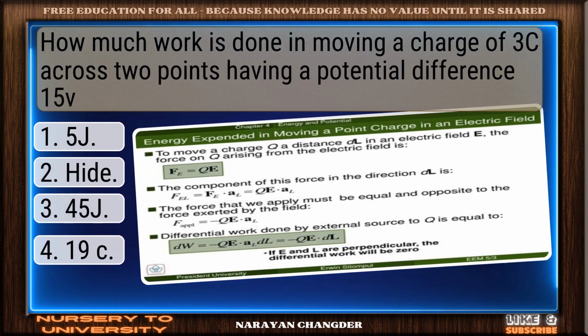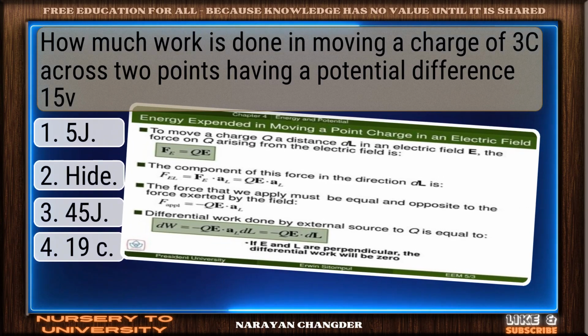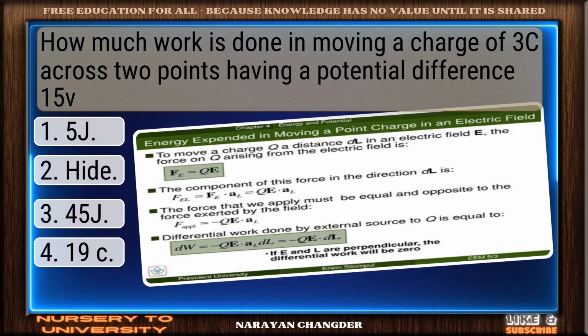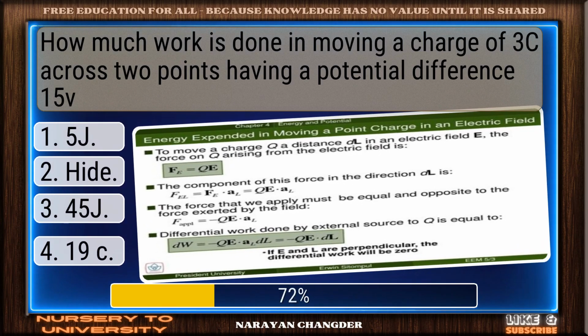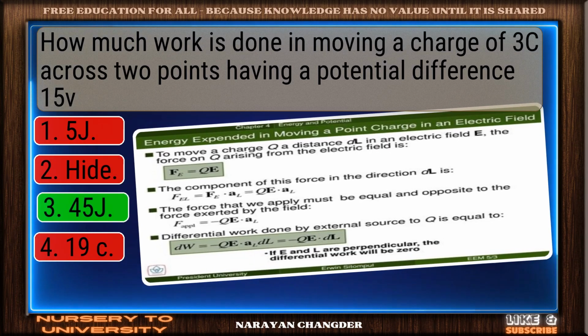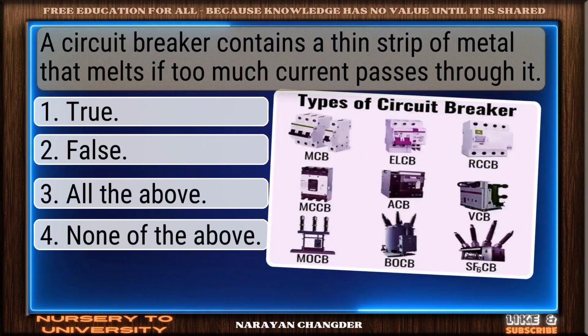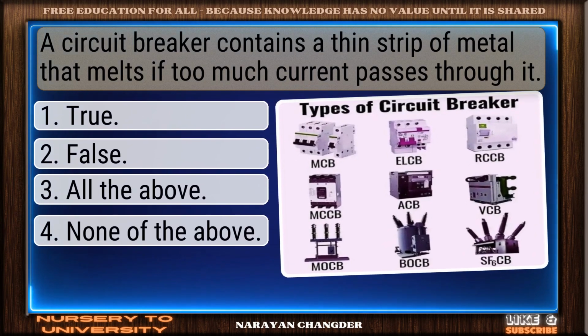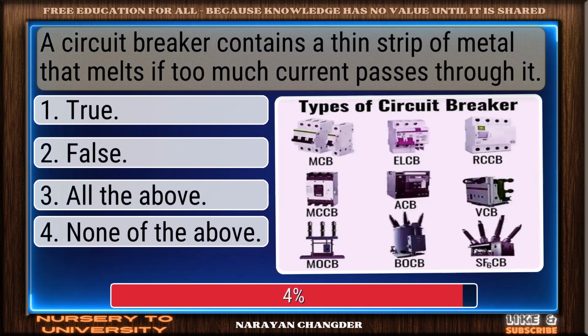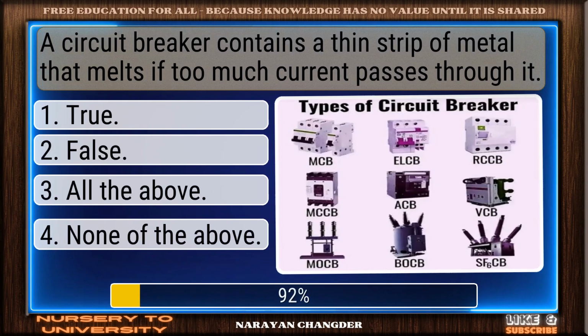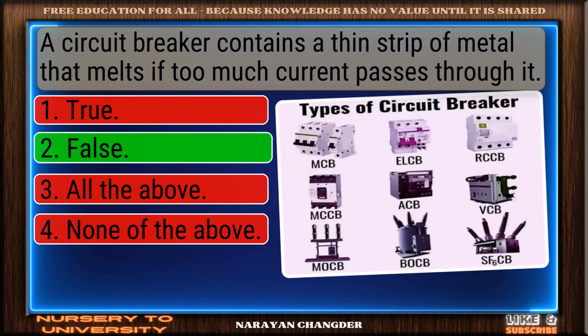How much work is done in moving a charge of 3C across 2 points having a potential difference of 5 V? Correct response. 4 is accurate. A circuit breaker contains a thin strip of metal that melts if too much current passes through it. Clear logic. False is sound.